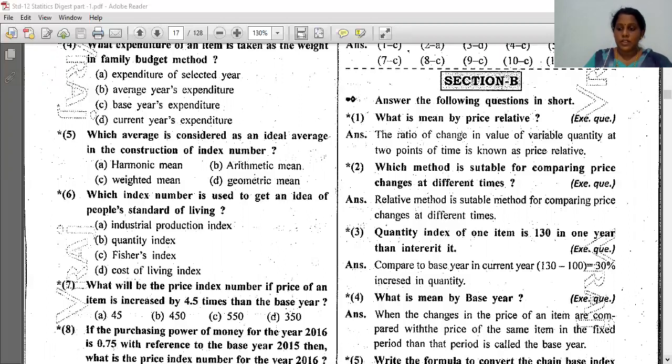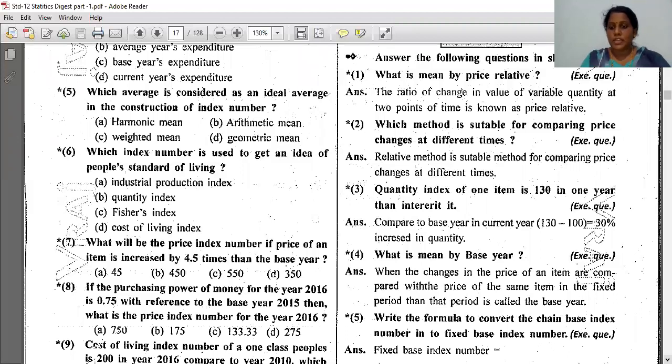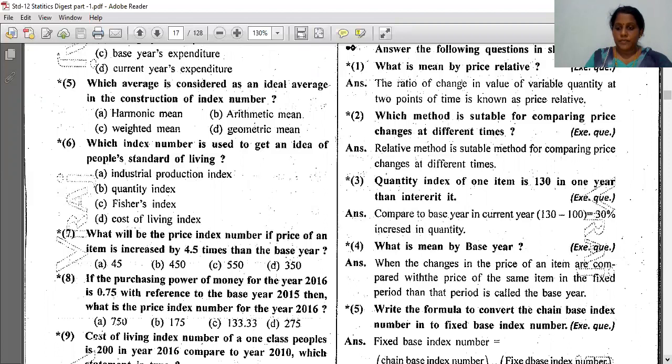Important question. What is meant by base year? When the changes in the price of an item are compared with the price of the same item in a fixed period, then that period is called the base year, right?